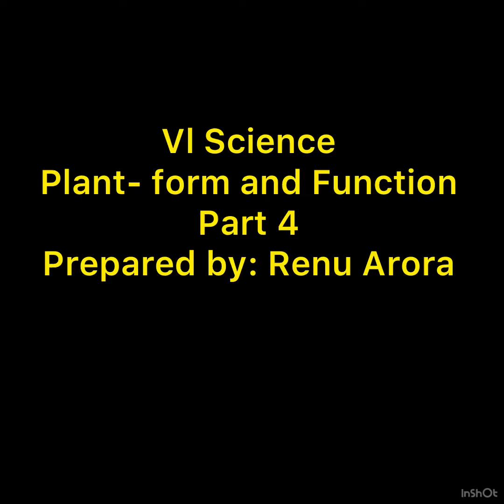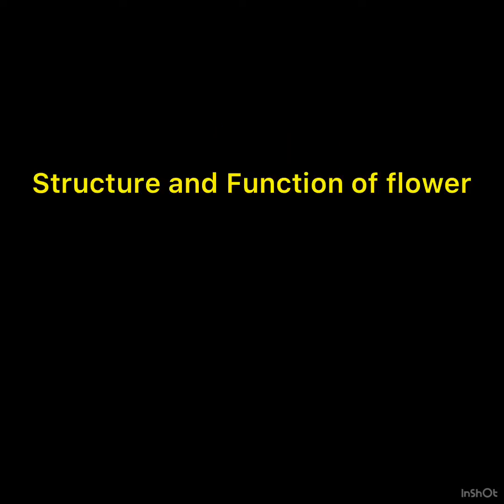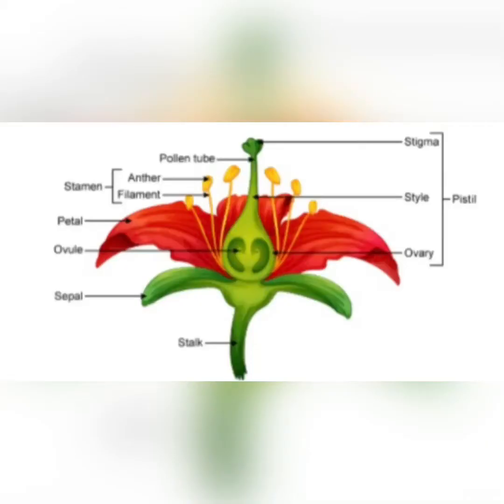In this module, we will discuss the structure and function of a flower. A flower has different parts arranged in whorls. First of all, the stalk. The stalk which attaches the flower to the stem is called the pedicel, and the tip of the pedicel is swollen and disc-like and is called the thalamus.